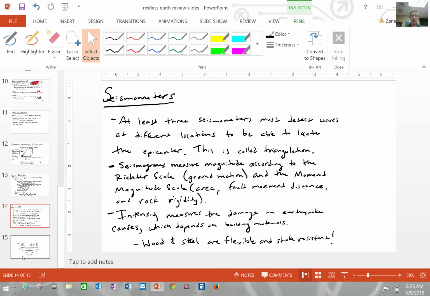By the way, building materials are best in buildings when they are made of wood and steel. Concrete and brick is not a good idea because those things crumble and crack really easily. Wood and steel is a little bit more pliable. It bends, as we've seen with our pencil. So those are the most flexible and shake resistant and the best materials to make buildings out of.